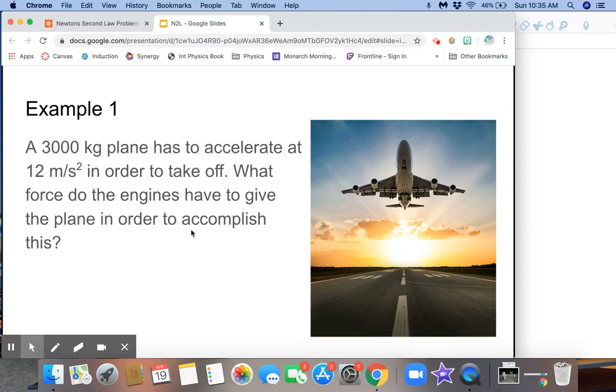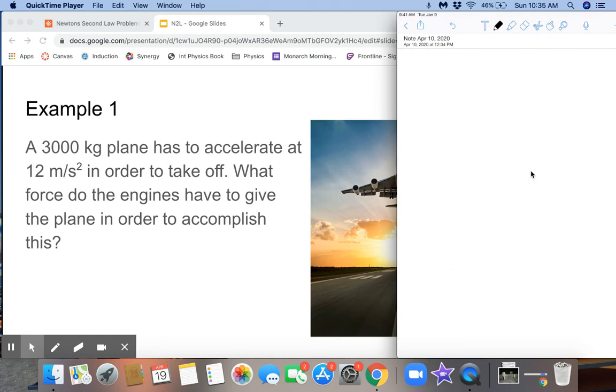So let's do an example right away. We have a 3,000 kilogram plane that has to accelerate at 12 meters per second squared in order to take off. What force do the engines have to give to the plane in order to accomplish this? I know that I have my equation, force is equal to mass times acceleration. The givens are that the mass of the plane is 3,000 kilograms, and it has to accelerate at 12 meters per second squared.